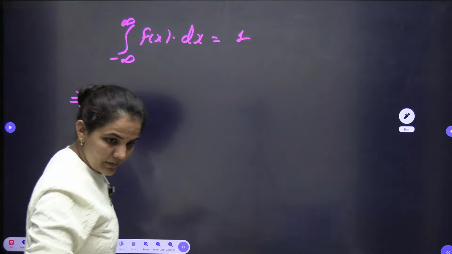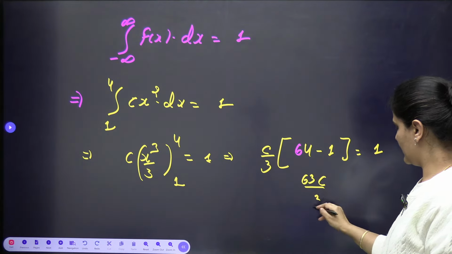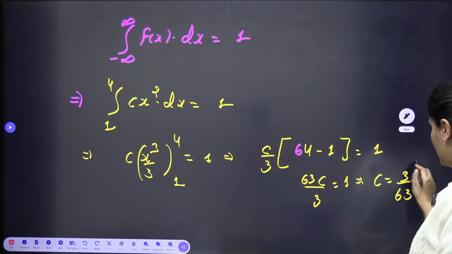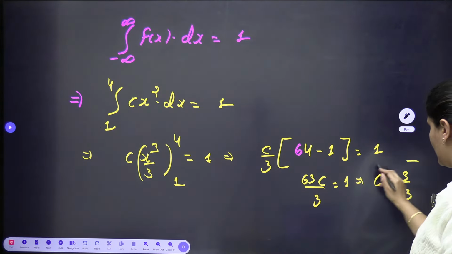Taking c by 3 outside, 4 cube is 64 minus 1 equals 1. So 63c by 3 equals 1. I am getting the value of c as 3 by 63. Isn't it? The value of C.